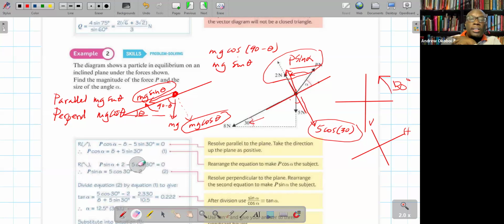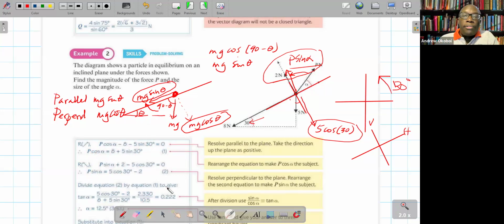So all we have done is take this 5 cos 30 to the right side here, and then take this plus 2 and subtract it. So that's what we have here on the right side, and P sine alpha. Now, once we have P cos alpha and everything else, and P sine alpha and everything else, we take this equation and divide it by this one. So P sine alpha divided by P cos alpha will give us tan alpha, because the P's will cancel.